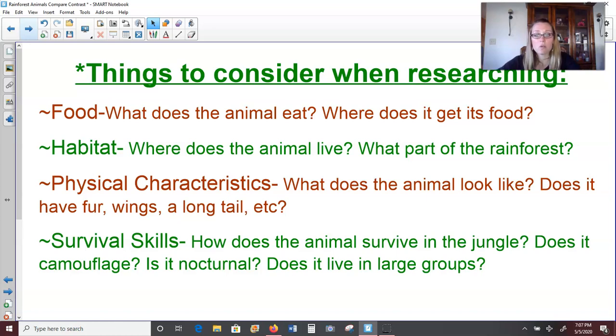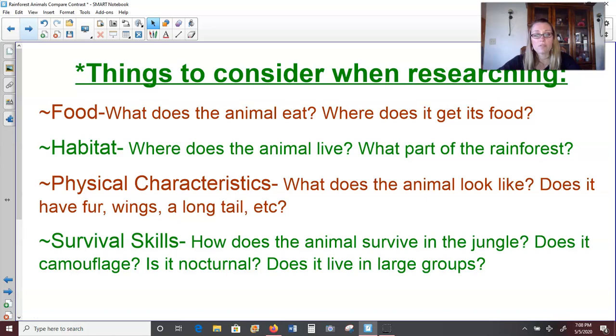Also consider physical characteristics, which means, what does the animal look like? Does it have fur, wings, a long tail? What are some special body features? Or maybe it has special markings on its body. So think about what your animal looks like. This can include the size of the animal, how much the animal weighs, the color of the animal, and, like I said, any special features that it might have. This could again become a similarity between two animals that you choose, or maybe even a difference.